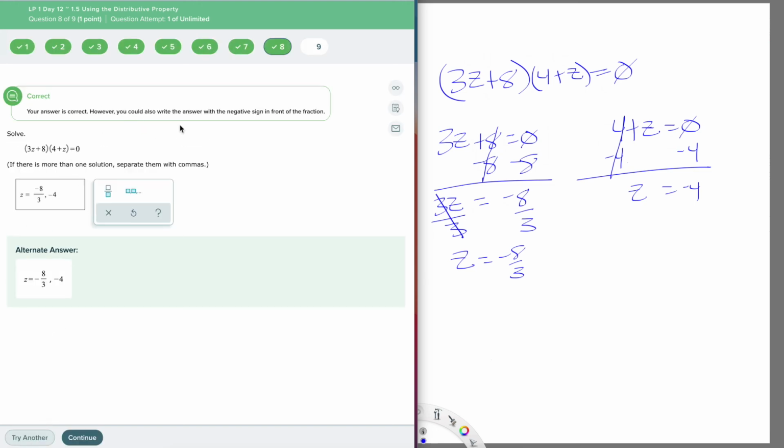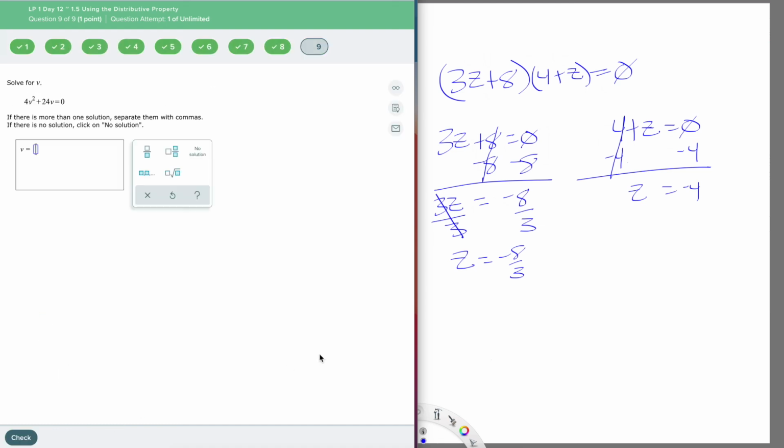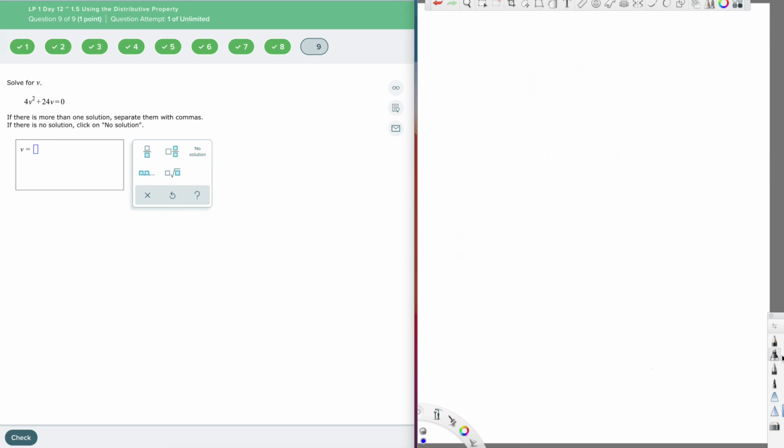However, you could also write the answer with the negative sign in front of the fraction. So it's giving me grief because I put the negative up here with the 8. The proper way that it would like me to write it would be this negative right in front, is all that it's saying. All right. So now we get to factor this one first. And we've been practicing this factoring this whole time. So we have 4v squared plus 24v equals 0. So we have 4 and 24.